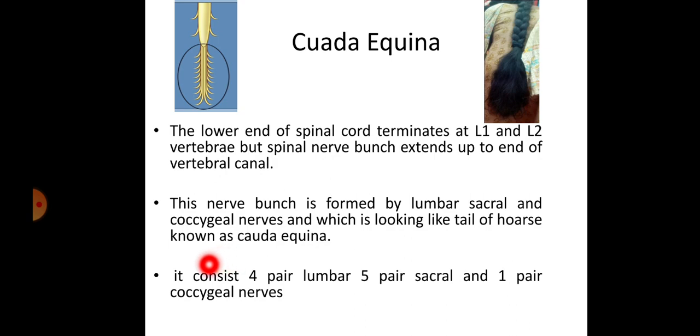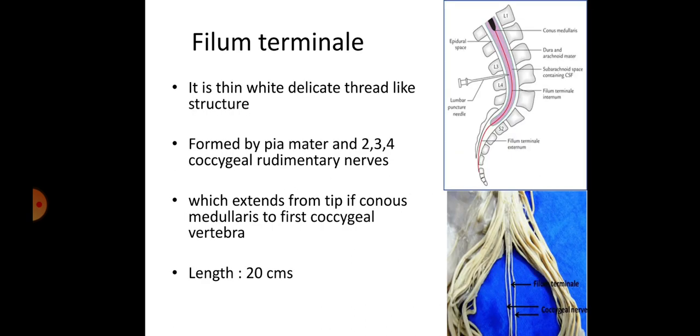This cauda equina consists of 4 pairs of lumbar nerves, 5 pairs of sacral nerves and 1 pair of coccygeal nerve. So it means 5 plus 1, 9 plus 1, 10 pairs of nerves are present in this bunch. Why am I explaining this? Because the cauda equina, conus medullaris and filum terminale are asked repeatedly for the 2 mark. Next, we are going to discuss the filum terminale.